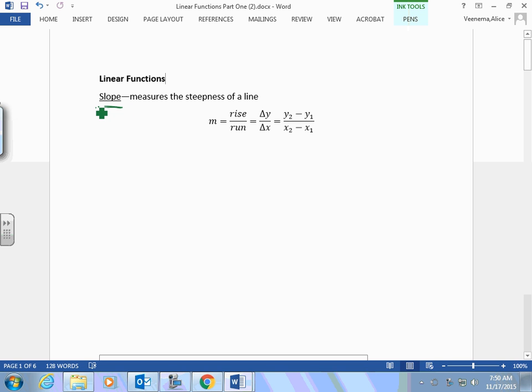And there are a couple of different formulas or ways to look at it. The first one is the rise over the run. The next one is delta y over delta x, which means the change in y over the change in x. And then here's another formula that uses x and y coordinates. So you subtract the y coordinates over the x coordinates. They all mean exactly the same thing. If you think about the change in y, well, that's the difference in two y values. The change in x is the difference in two x values. So all three definitions work the same way.